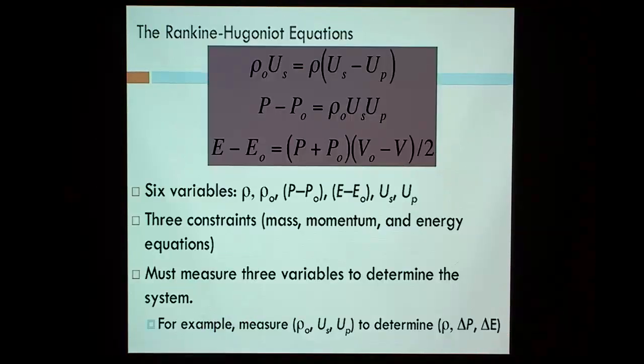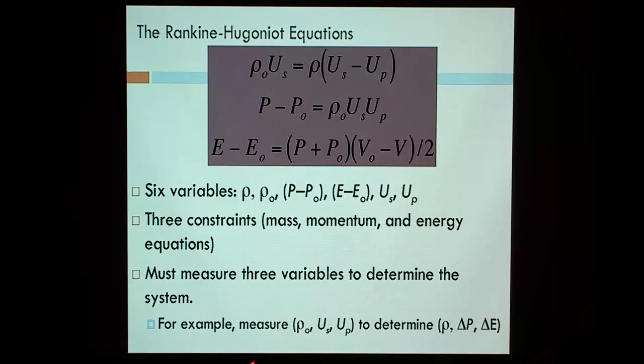So the Rankine-Hugoniot equations, if you count the variables in them, depending on how you choose to count, have about six variables. Okay? Initial density, shock density, pressure change, energy change, the shock velocity, and the particle velocity. And we have three equations that relate those to each other. And so in order to characterize the shock state, you're going to have to measure three things to solve these equations. Okay?